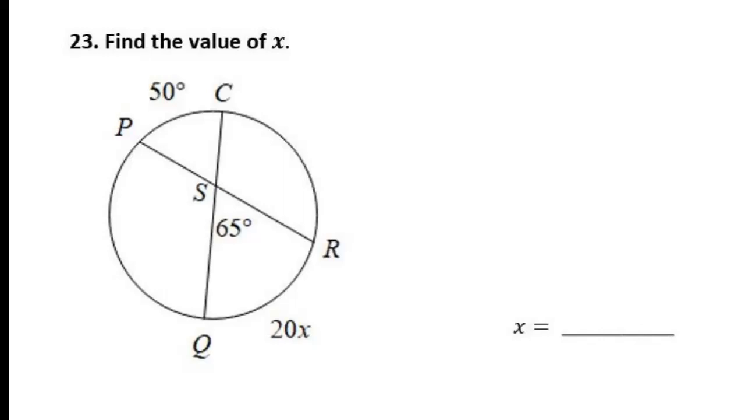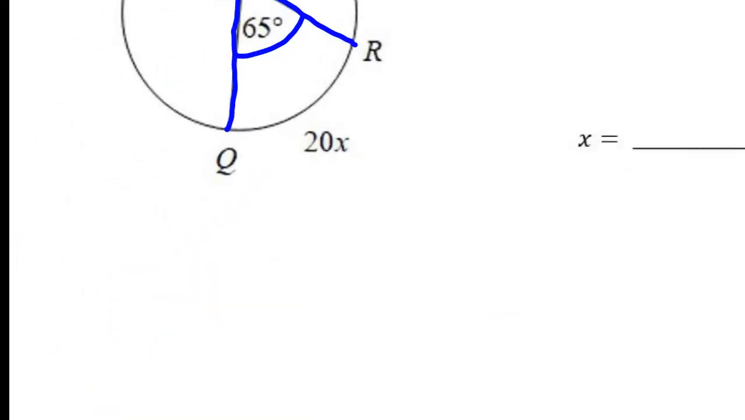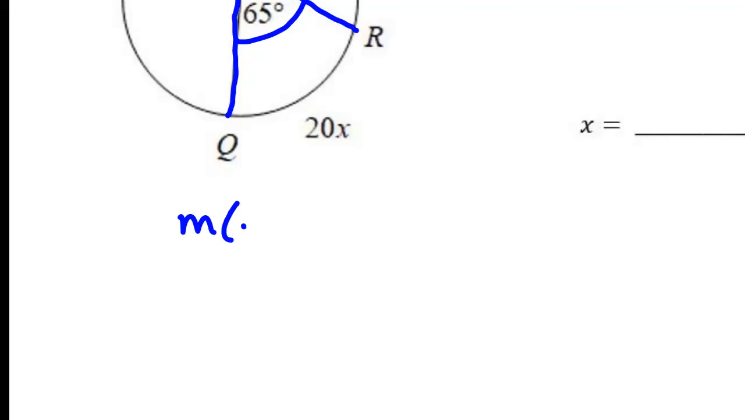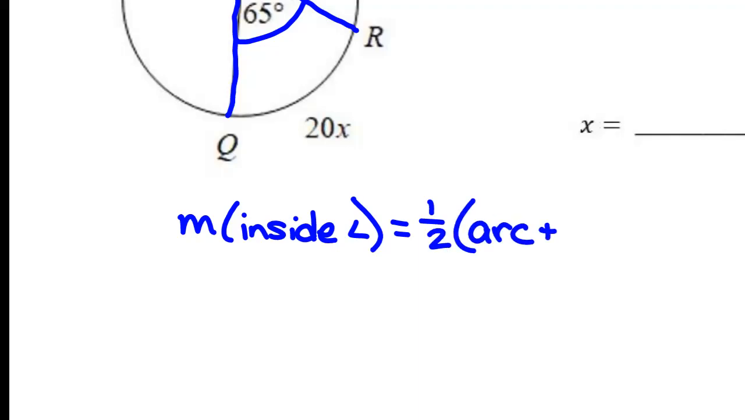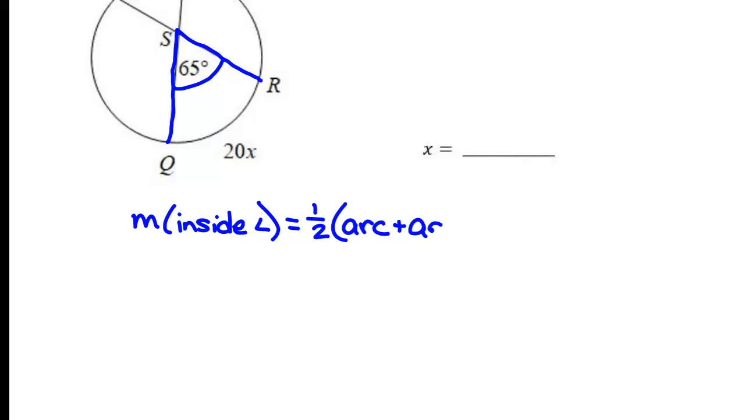Find the value of x again. So we have this angle right here. This is angle QSR. That is inside my circle, but it's not right at the center, so it's not a central angle. The measurement of an inside angle is equal to half the sum of the two intercepted arcs.